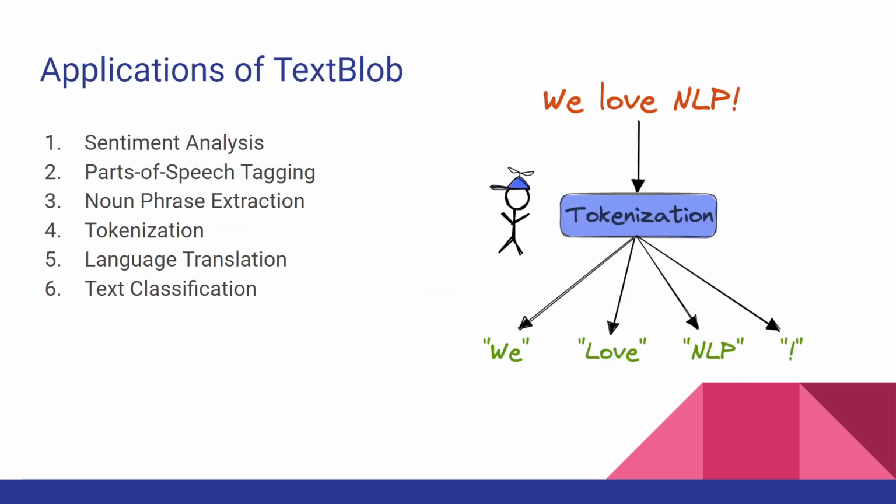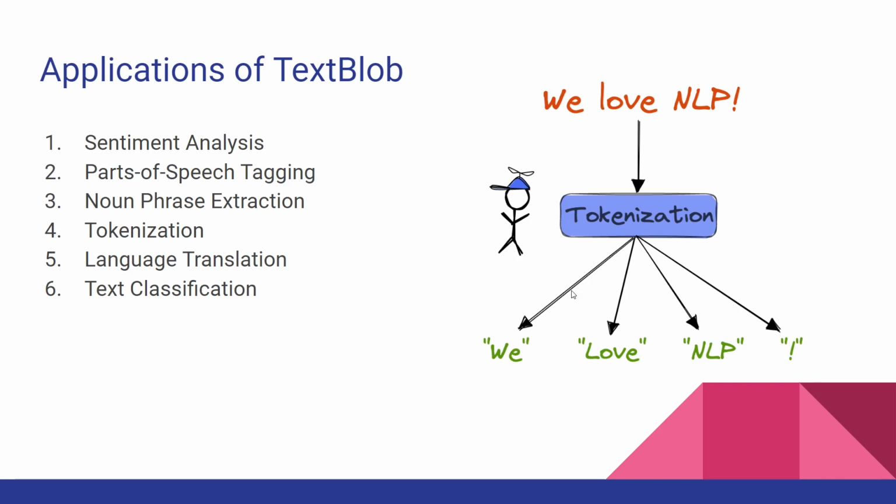Applications of TextBlob: sentiment analysis, parts of speech tagging, noun phrase extraction, so as I told you all already, and tokenization, language translation, and text classification. These all I have already explained to you. So noun phrase extraction, let me tell you all. You can see here this particular example, right? See this: We love NLP and an exclamation mark. You can see here.